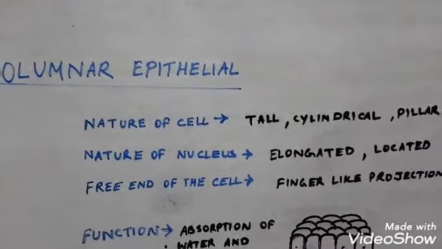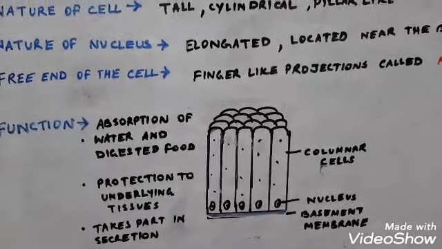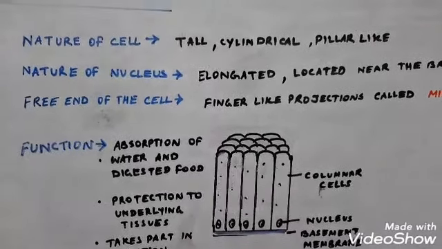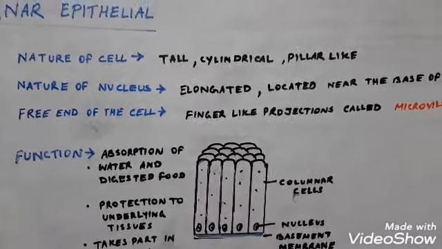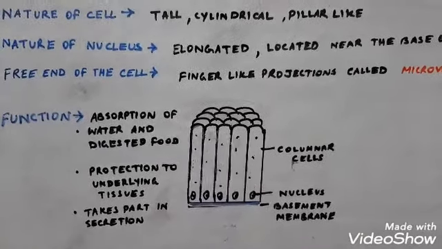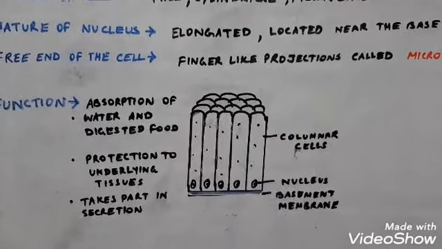The cells are tall, cylindrical and pillar-like. You can see I have drawn here tall cells which are cylindrical and pillar-like. What is the nature of the nucleus of this type of tissue? In the cell, the nuclei are elongated. You can see they are elongated and located near the base of the cell, near the basement membrane.